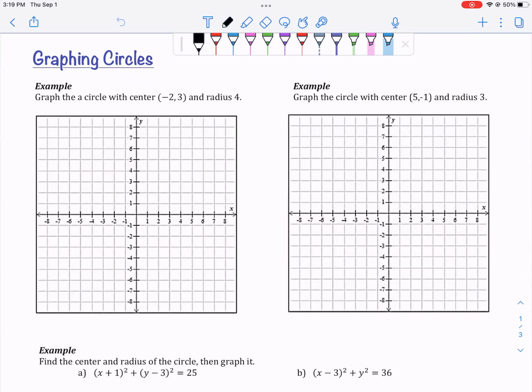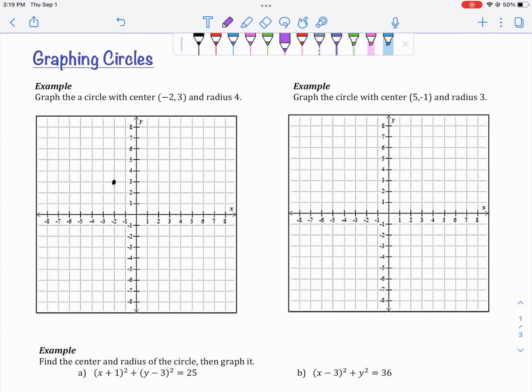It makes the most sense to start by graphing the center. So that's what we're going to do. We're going to graph our center at -2, 3. And then the radius is 4. So especially while you're doing this by hand, the best way to graph a circle is to use the radius to plot 4 additional points. One above, one below, one left, and one to the right. So let me use a different color just to show where the circle is going to be.